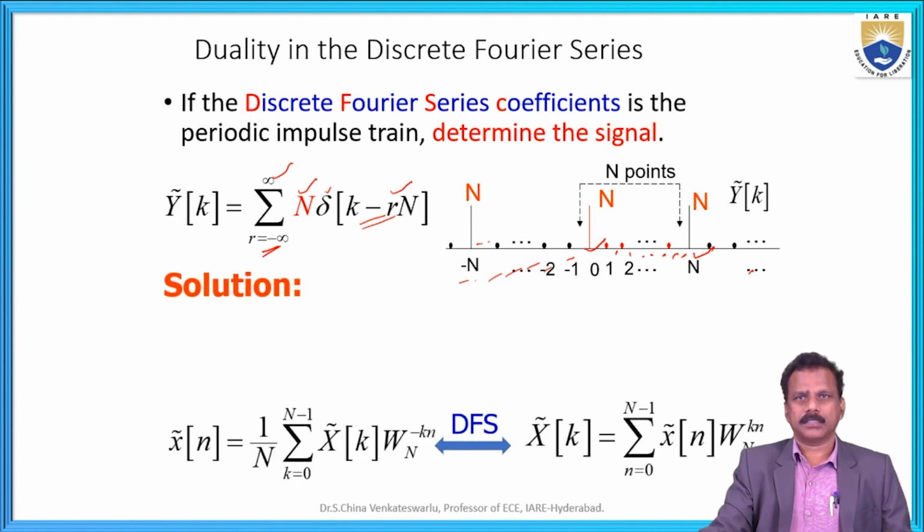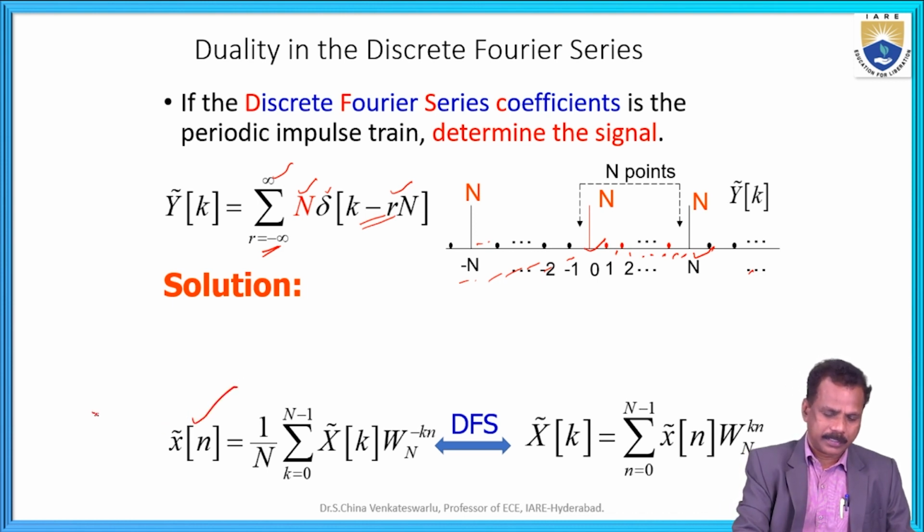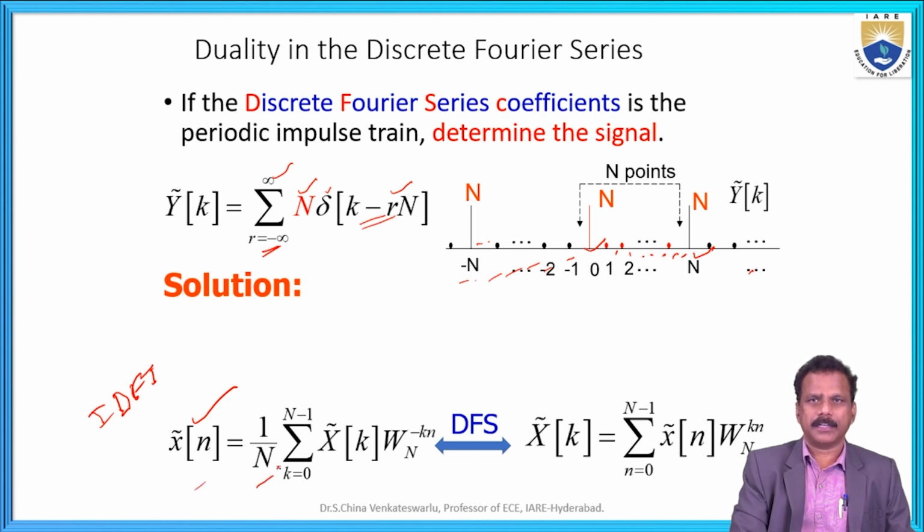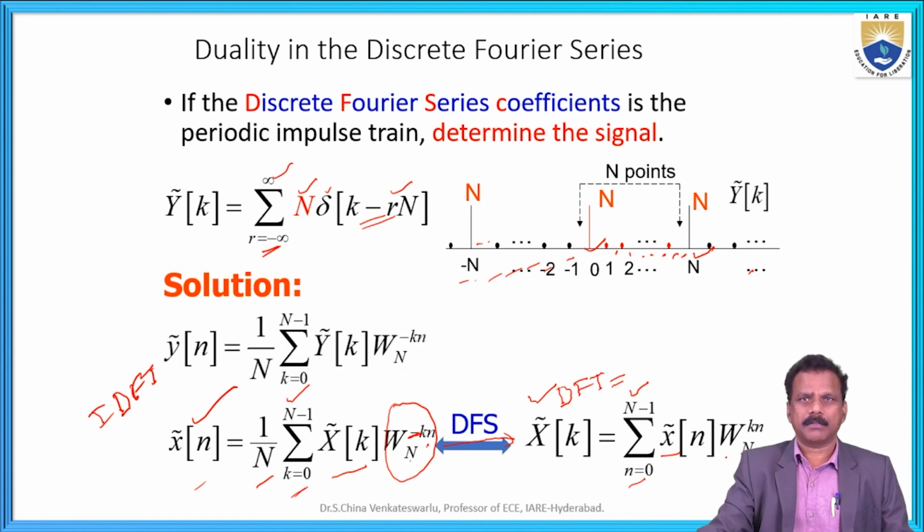So this is a simple example. How do we solve this? Here x of n is equal to 1 by N, summation k equal to 0 to N minus 1, X of k, the twiddle factor. This is nothing but the inverse discrete Fourier transform, where x of n is equal to 1 by N, the summation k equal to 0 to N minus 1, X of k, the twiddle factor W_N^{-kn} because of the IDFT. Go on applying this with the DFS, where X of k, that is nothing but the discrete Fourier transform, is equal to the summation n equal to 0 to N minus 1, x of n with the twiddle factor. Like this we are going to evaluate it.